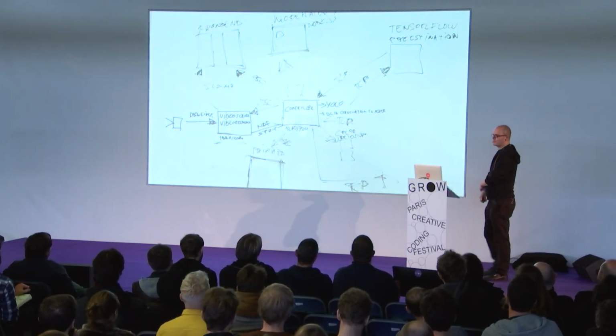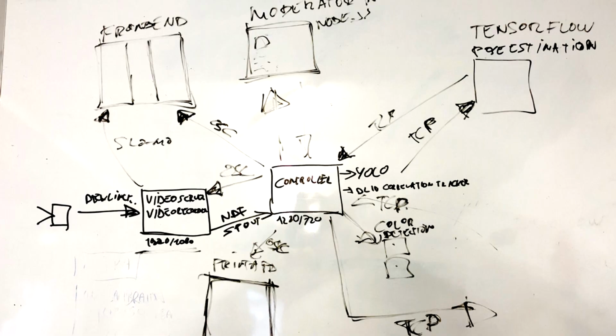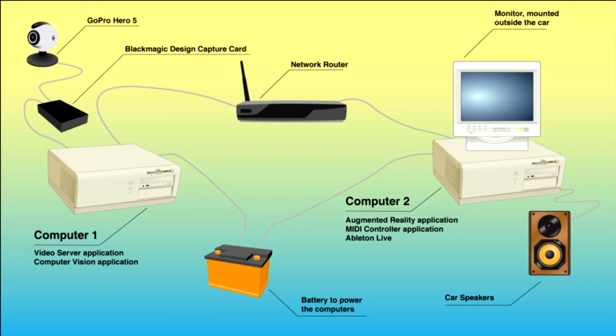Okay, so when we start our installations, they look somewhat like this on the whiteboard. When we present them, they look like this. I'm really good at stealing art from openclipart.org and making illustrations with it. So basically, we have the GoPro there, and we feed it into the Blackmagic Design capture card and into the first computer. That computer serves as a video server application and also does the computer vision, so the object detector.